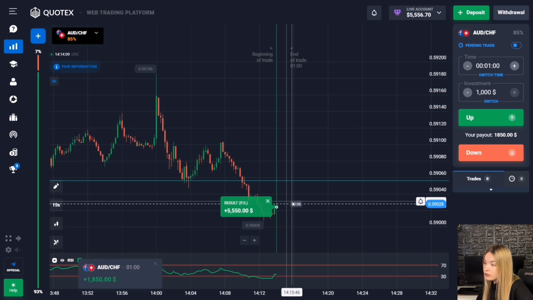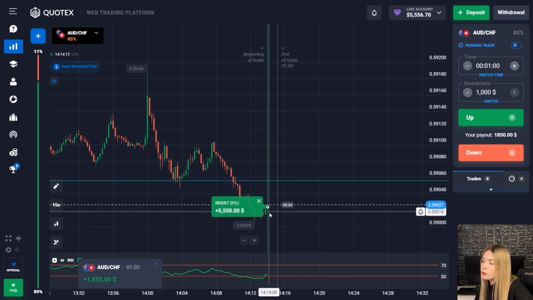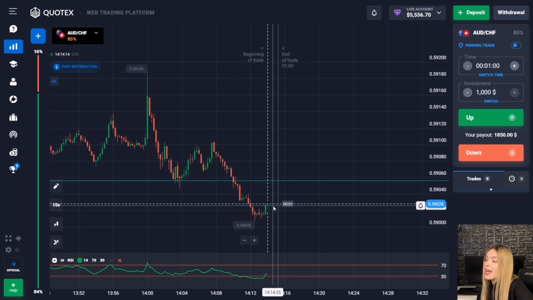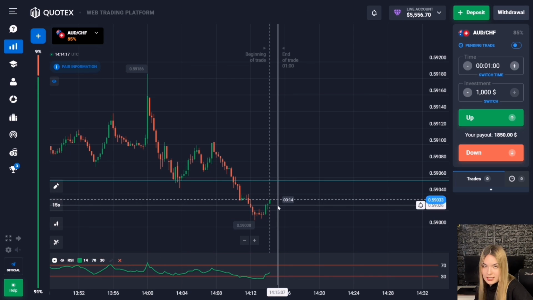Okay, that's not bad at all. After a slight attenuation, there was an upward pullback. This is where we make a profit, guys. As you can see, 1 minute was just enough for us.